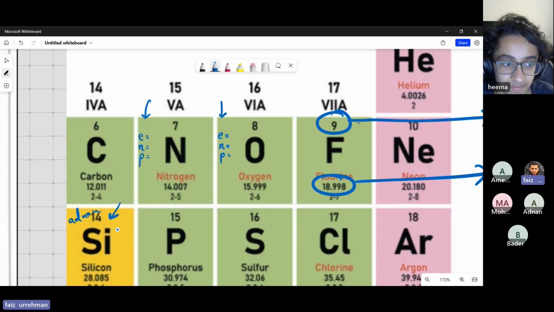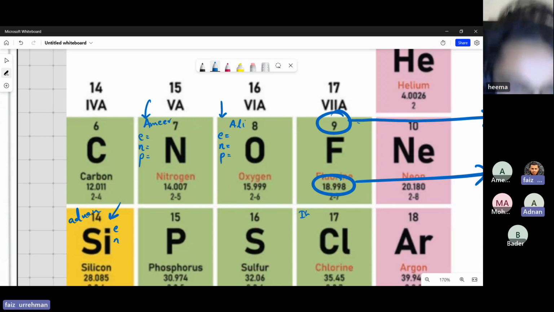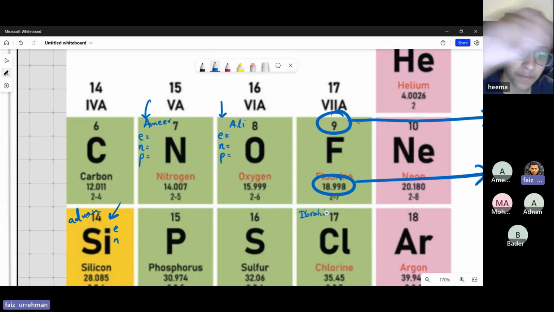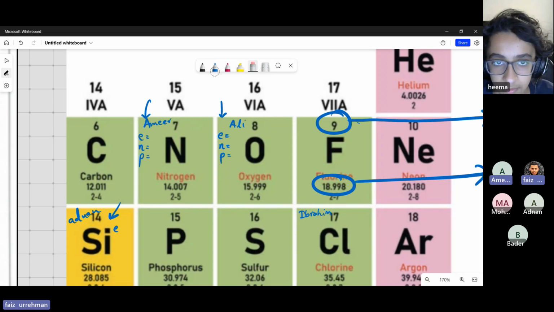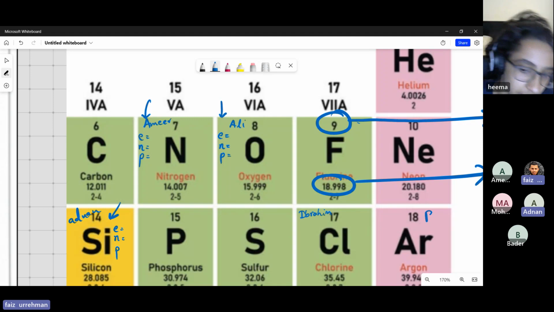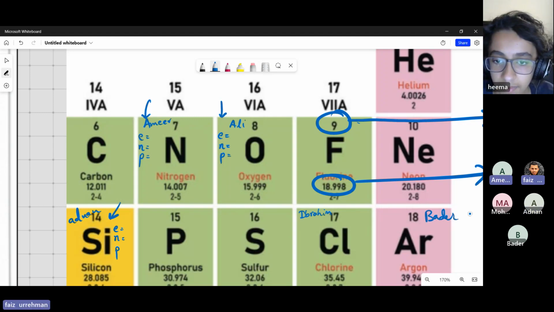What is C? Silicon. And N. Okay, this one for Amir. Start solving. This one for Ali. This one, chlorine, for Ibrahim, because maybe he loves swimming. In swimming you have chlorine mixed in to filter the water. I'm just making weird assumptions. Electron, neutron, proton. And where is Badr? Argon. Here is Badr. So start giving your answers.